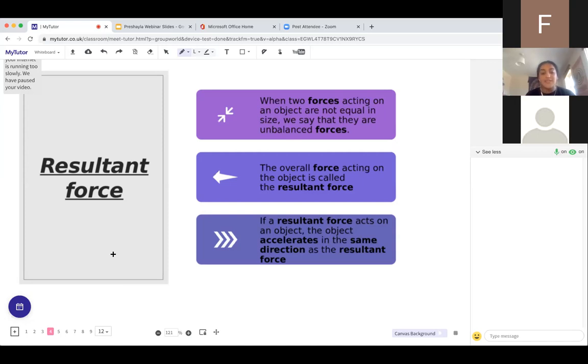Now the object accelerates in the same direction as the resultant force, which makes sense. The way that we're pulling it, the bigger force is obviously going to go in that direction. It's going to accelerate in that direction. Okay, so our force is coming from this side, so our acceleration is also going to go that way. So we need to know this rule to understand Newton's second law of motion. So the rule is, if a resultant force acts on an object, the acceleration of the object is in the same direction as the force.